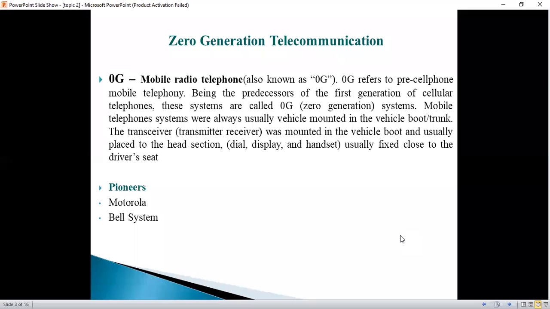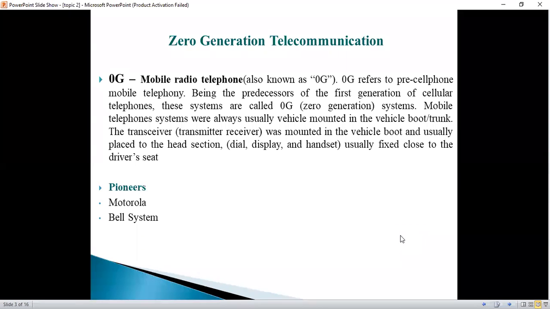You can say wireless mobile technology. Now, in zero generation, you might not have heard of zero generation. You have been hearing 1G, 2G, 3G, and all, but you might not have heard of the zero G. Actually, the zero G is mobile radio telephone. You can say mobile radio technology, which was the one before the first generation, right? The technology used before the generations is known as the 0G. Before that, it was just known as mobile radio telephone, right?